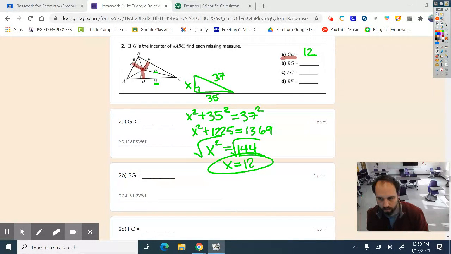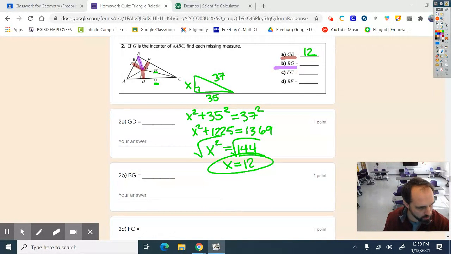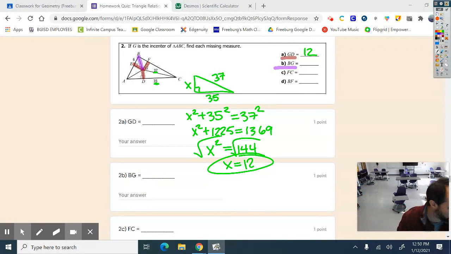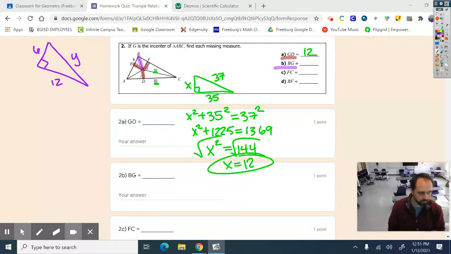12. Okay, BG. B to G is here. So again, we'll pull another triangle out. I know this distance is 6. We just found GD, which will be the same as EG. So this is 12. And then we'll go find B to G, which I'll call Y for right now. Oh, I actually just noticed that's half of that. This is a 30, 60, 90 triangle.